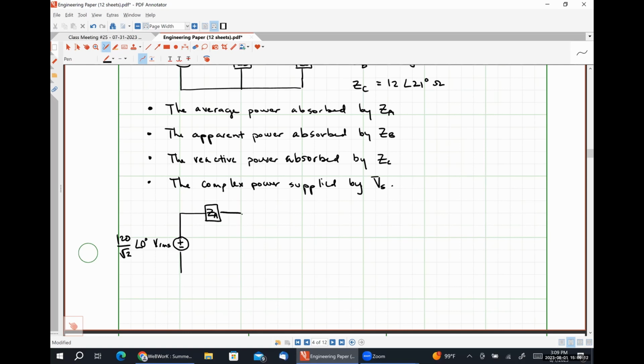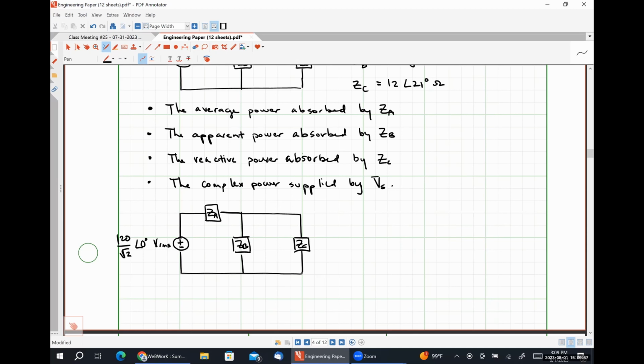Here's ZA. ZB. And ZC, right? So what I am going to do, and this is what I would encourage you to do, but I can't make you do it, obviously, instead of bothering to remember equations and all of that kind of stuff, we are going to find the complex power for all of these elements, and then we're going to take from that complex power just the parts that we need to answer the questions at hand, okay?